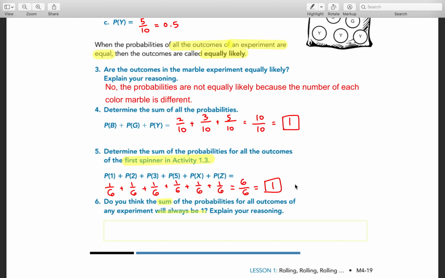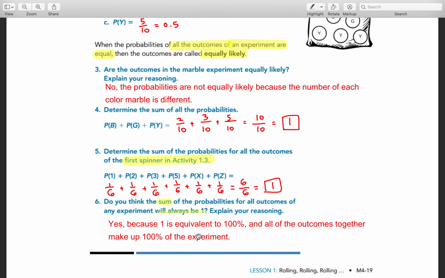That's also 100%. So do you think the sum of the probabilities for all outcomes of any experiment will always be 1? Yes, because 1 is equivalent to 100%, and all of the outcomes together make up 100% of the experiment.